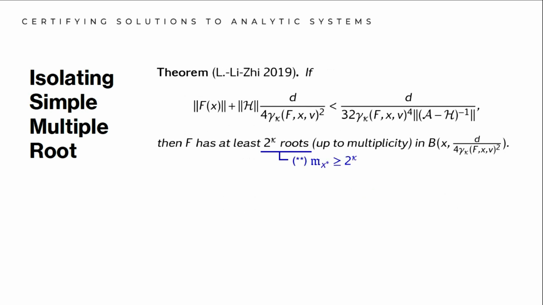Using this one, we can have the following theorem. So we can compute these values in here. If this inequality is true, then capital F will have at least 2 to the kappa roots inside the ball centered at X with this radius. So we have 2 to the kappa roots because we know that multiplicity is at least 2 to the kappa. Of course, we don't know what is the exact multiplicity, but we know that at least 2 to the kappa roots should be inside the ball centered at X.